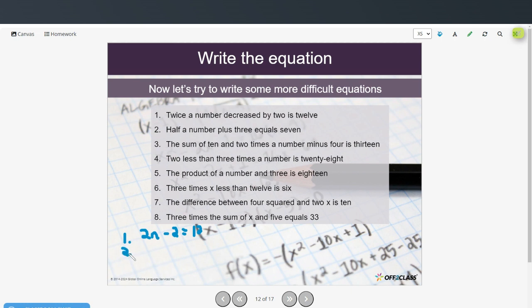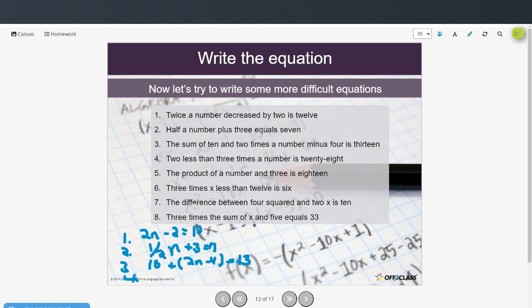Number 2, half a number plus 3 equals 7. So 1/2 n plus 3 equals 7. Number 3, the sum of 10 and 2 times a number minus 4 is 13. So 10 plus, open parentheses, 2n minus 4, close parentheses, equals 13.